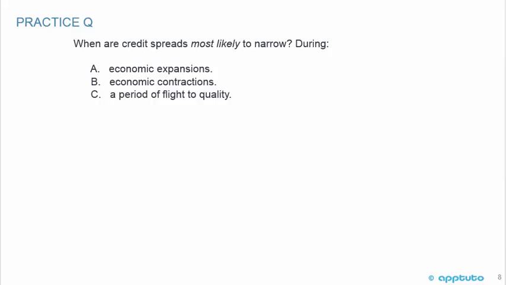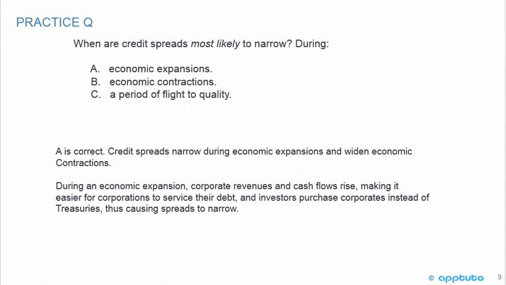Another quick practice question. When are credit spreads most likely to narrow? During A, economic expansions, B, economic contractions, or C, a period of flight to quality? I think this question is pretty easy. Be happy to see that on a CFA exam. Anyhow, A is correct. Credit spreads narrow during economic expansions and widen during economic contractions.